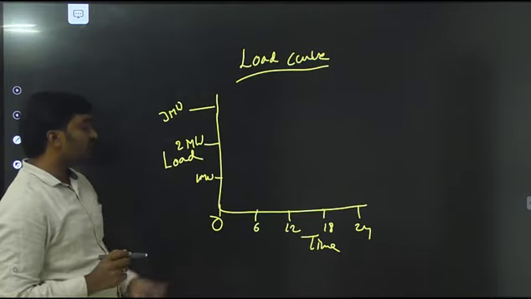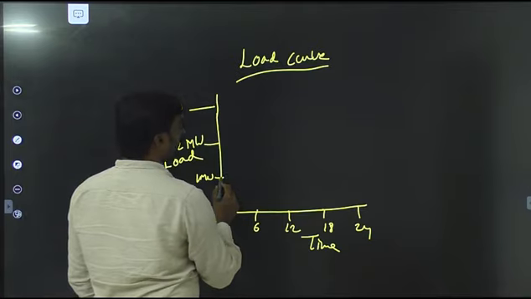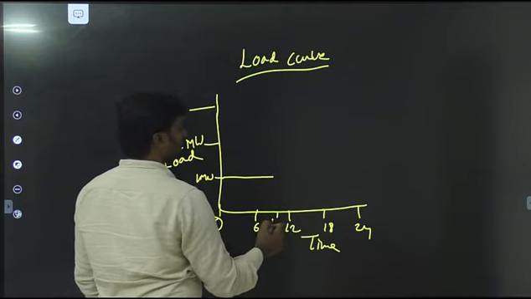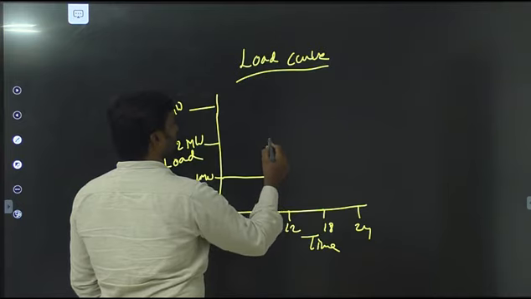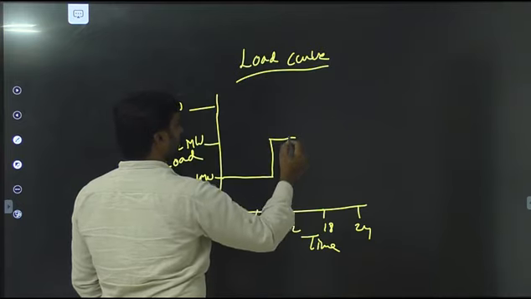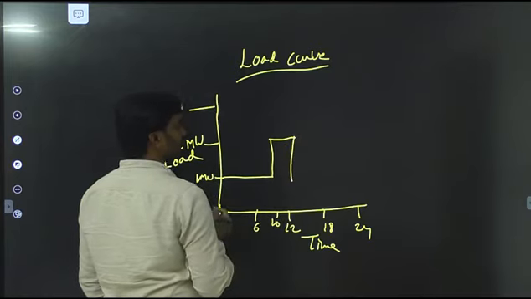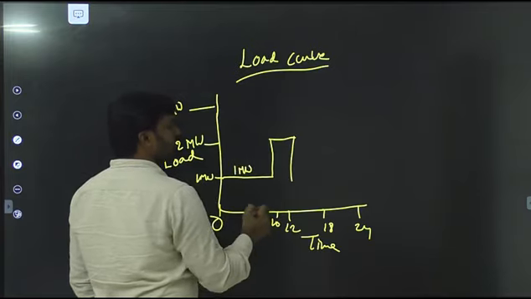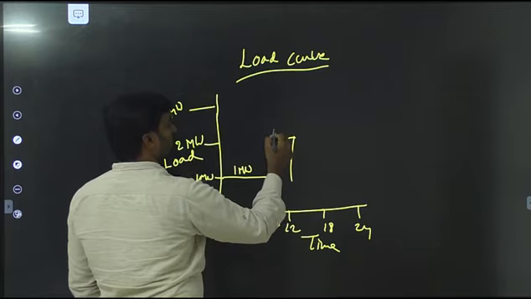Okay? So generally, we require the normal load at normal conditions, up to 10 o'clock. At 10 o'clock, I require 2 megawatts of power up to 12 o'clock. After that, I require 1 megawatt again. So this is the 1 megawatt of power required in a day, midnight time. After 10 am, I require 2 megawatts.